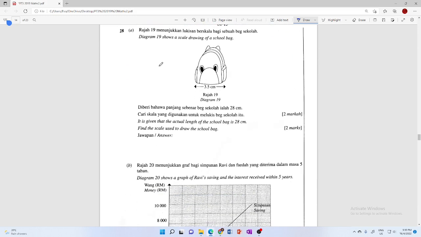Question 28A is a scale drawing of a school bag, so 3.5 cm. The actual length is 28 cm, and we need to calculate the scale. So 3.5 represents 28 actual. We need to find the scale. So 3.5 divided by 3.5 to get 1, and then 28 needs to be divided by 3.5 as well. So that is 1 to 8.